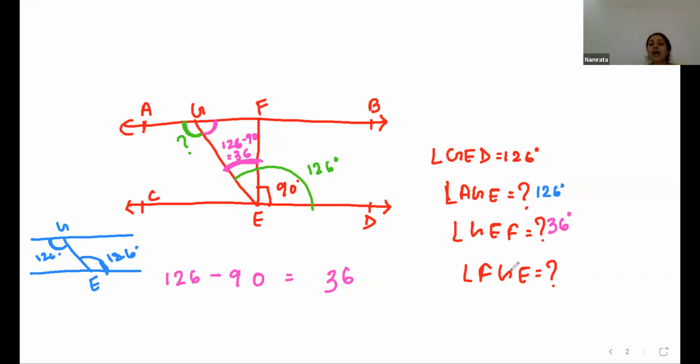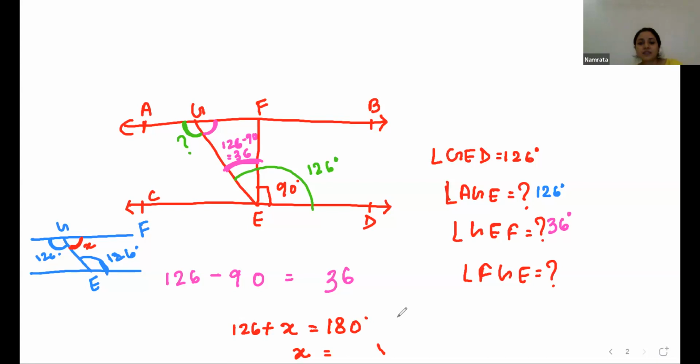Now what do we have to find? The last one, that is FGE. If you focus on FGE, you can see the other one is making a linear pair, right? Linear pair is there in your syllabus also. Do you agree with that? Yes. So if this is 126, then the other one we will find by subtracting it from 180. If this is X, then 126 plus X is equal to 180 because both are a linear pair. From there we will get the value of X after the subtraction, 10 minus 6 is 4. You can do the calculation by yourself. No need to do that.